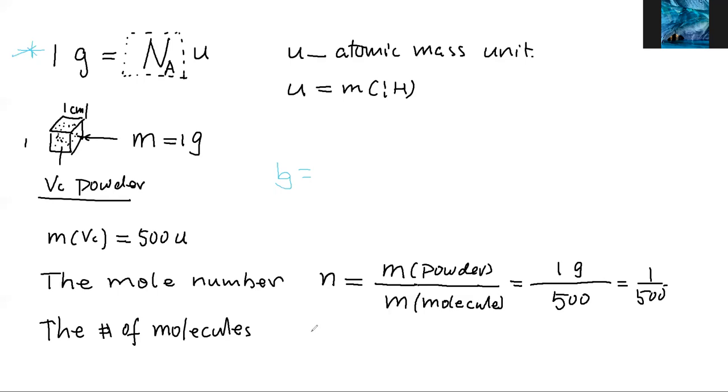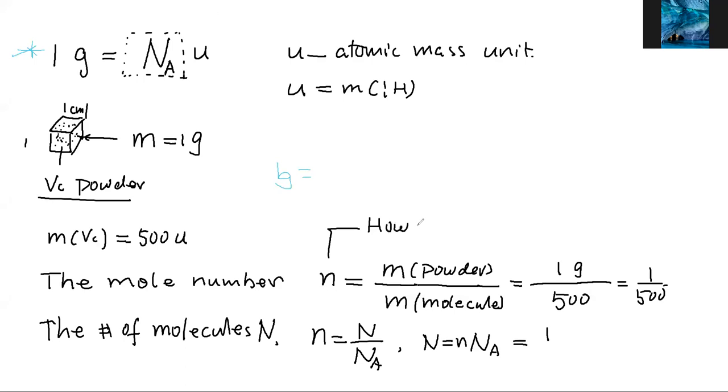That is another formula. The n can also be written as the number of molecules divided by the Avogadro number. So the number of molecules N equals the molar number times the Avogadro number. If you substitute the numbers, N equals 1/500 times this large number, 6.02 times 10 to the power 23.